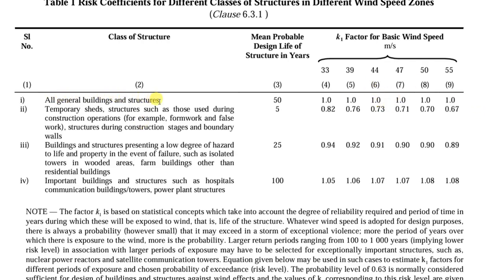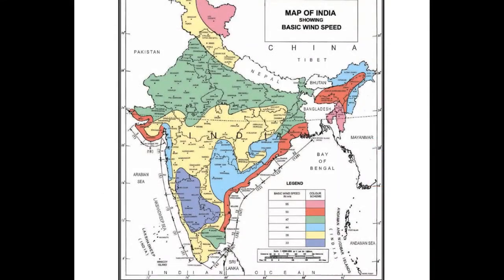Based on this, we have to find out the K1 factor. We consider general buildings and structures, so we can consider 50 years return period, and the basic wind speed we have seen for Hyderabad is 44. For the 44 meter per second basic wind speed, for all general buildings and structures, the risk coefficient comes under 1. K1 factor is 1. If you take this temporary shed, then you have to consider the value of 0.73, and if your building falls in this third category, you have to consider 0.91, and fourth category means you have to consider 1.07.